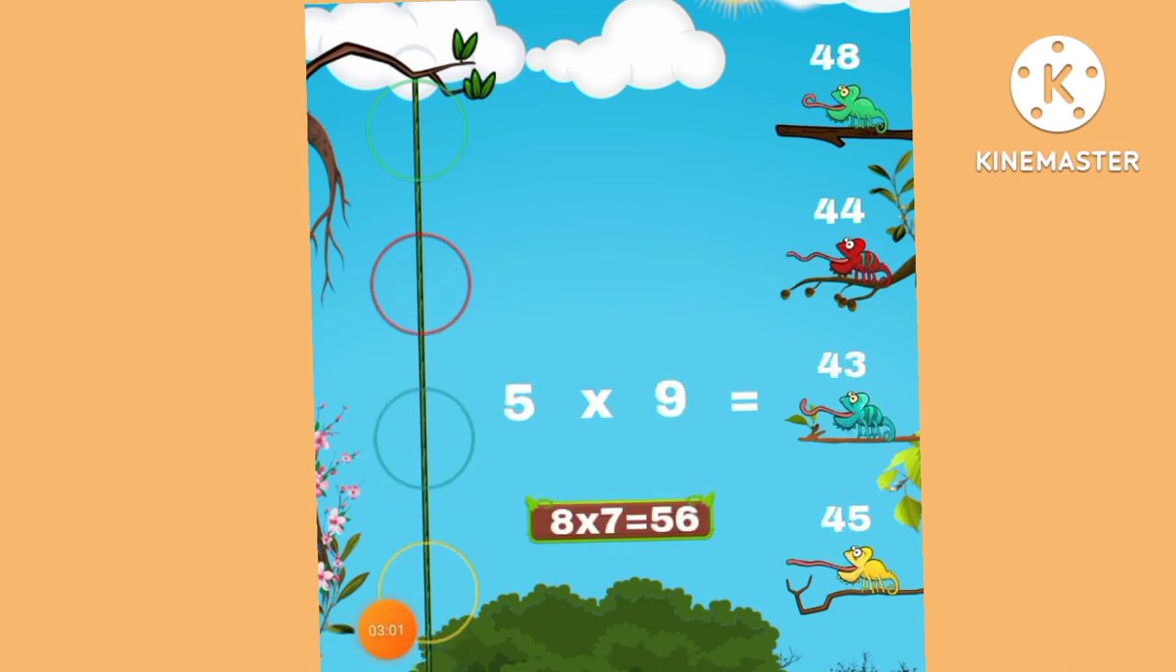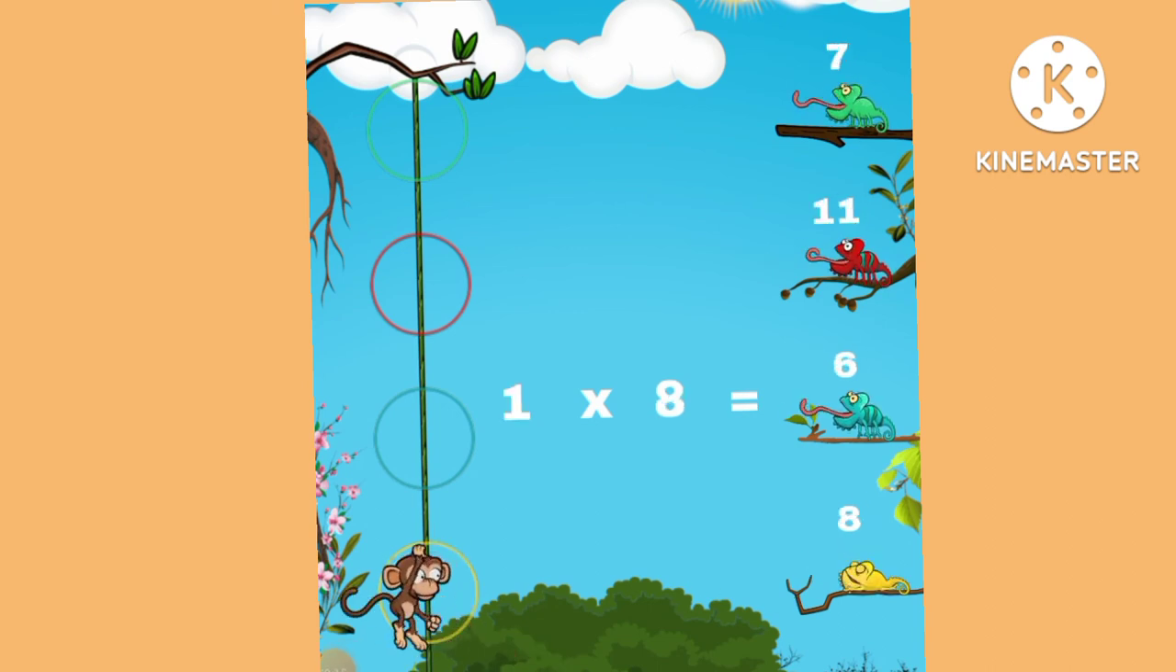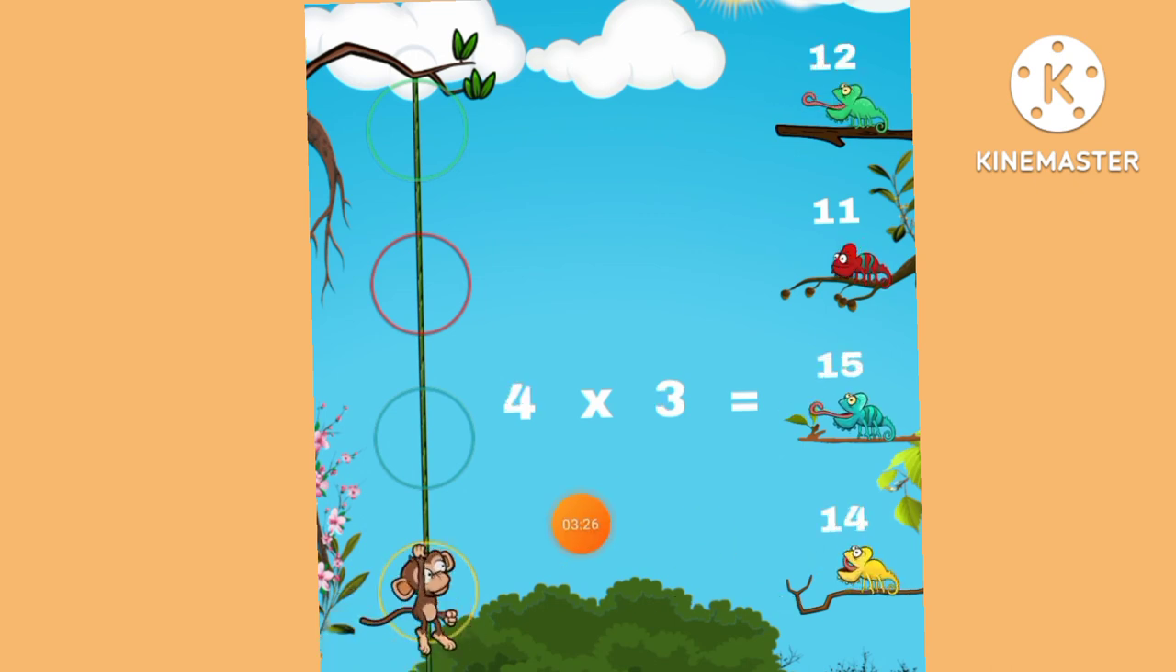54. Oh, mali! So, 56. Ang next question natin is 5 times 9 equals 45. So, bigyan natin si 45 ng banana. Ang next question is 1 times 8 equals 8. Bigyan ulit natin ng banana si number 8. Next question, 4 times 3 equals 12.